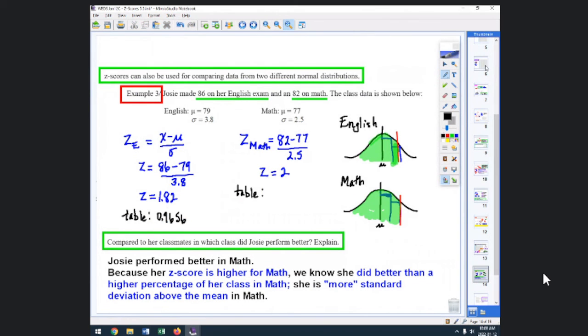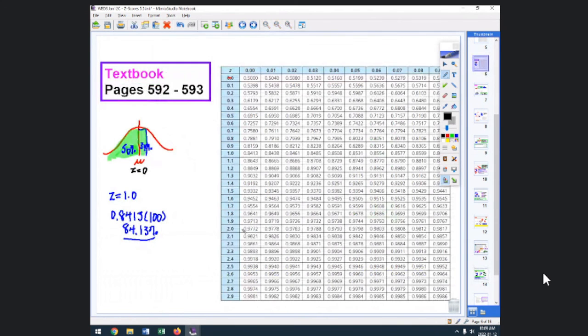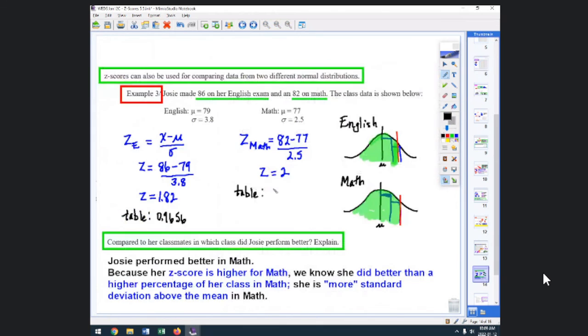And from the other one, it's right at 2. Well, I really don't even need to look that up, I don't think. That's 97.5, isn't it? 0.9772. It's more precise in the table. 0.9772. So here, she did better than 96.56% of the people. Here, she did better than 97.72% of the people. So hopefully that is a little bit clearer.